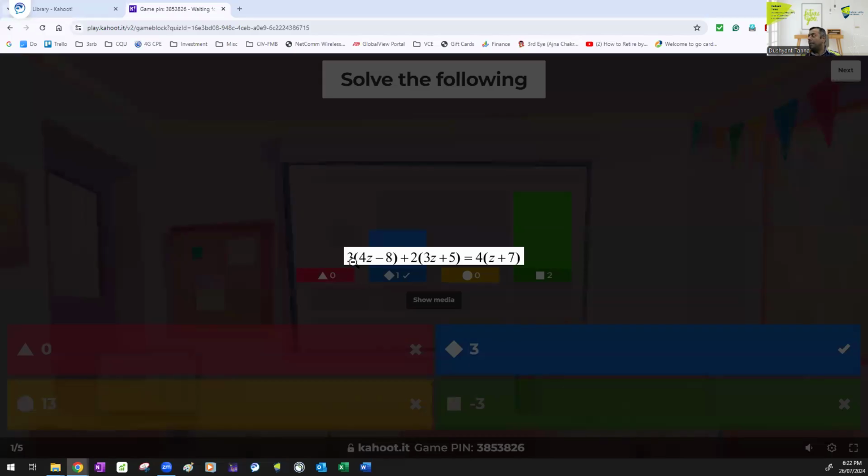No, that is 12, right? Plus 6. 12 plus 6 is 18, which is equal to 4. So the left hand side is 14, right? Okay. Minus 24 plus 10. So that's minus 14. Here is 28. 14 plus 28 is 42. 14 Z is 42. Z is 3.